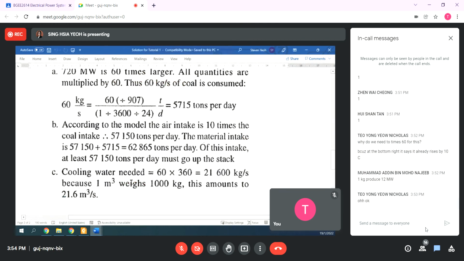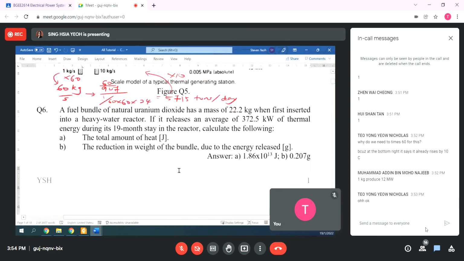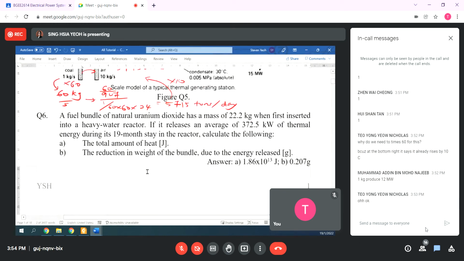So that's why the solution said you need to times 360, and then because 1 meter cube weighs 1000 kg, this amount will be equivalent to 21.6 meter cube per second. If you are okay, then we go to this question. Nuclear.